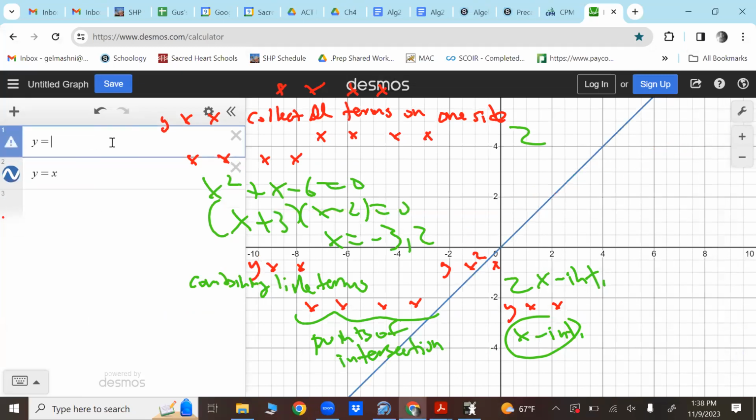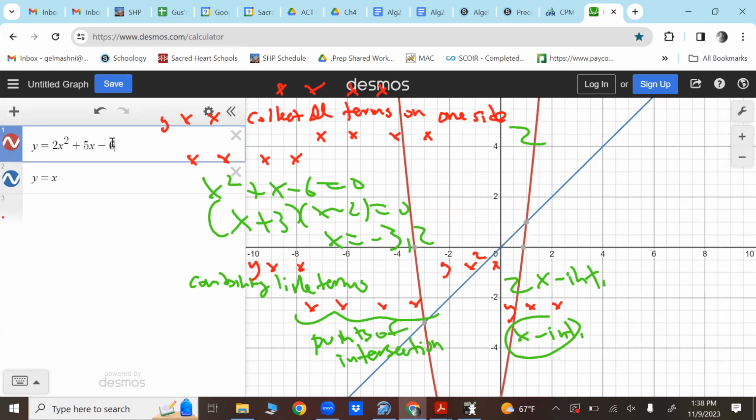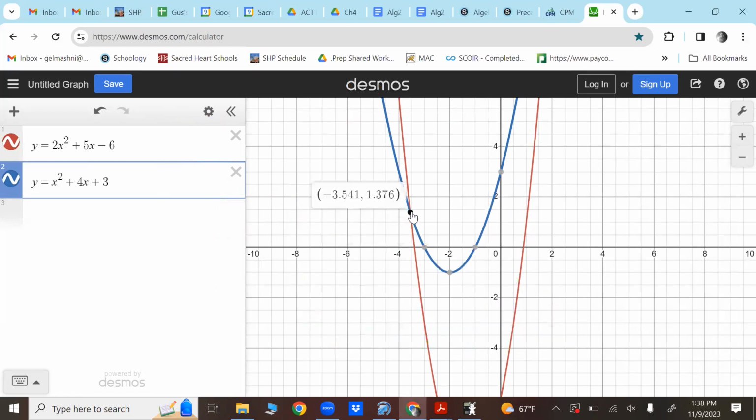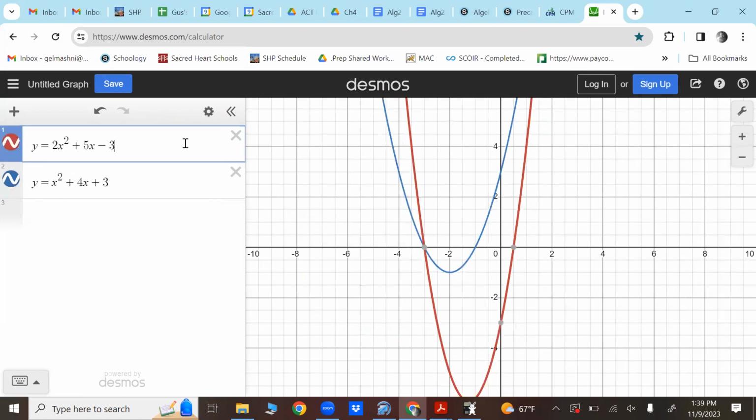So y equals 2x squared plus 5x minus 6. The next one is going to be x squared plus 4x plus 3. Okay, then I'm going to clear my screen. So clearly they touch at 2 places, right? I messed up somehow. Ah, -3. There we go. Okay, much better. And let me zoom out a tad.